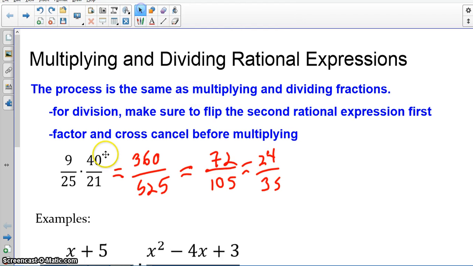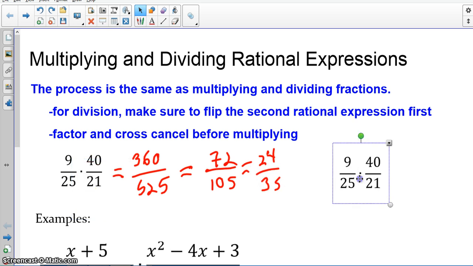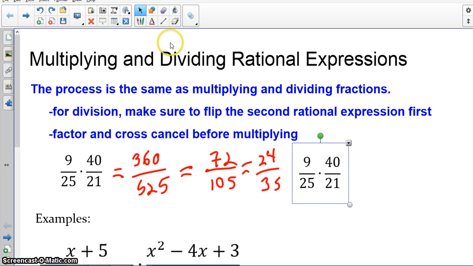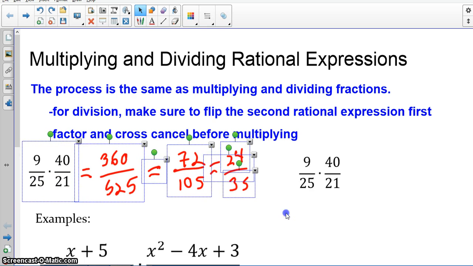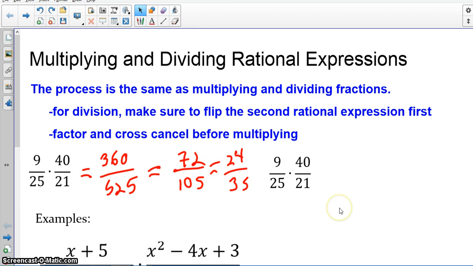So it is a lot smarter to reduce first. Let me try to do the same problem, but reducing first. And keep in mind, how we reduce or simplify rational expressions is by factoring and canceling. That's the first thing we did in the chapter.